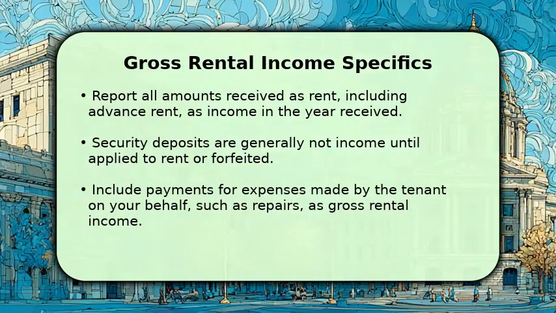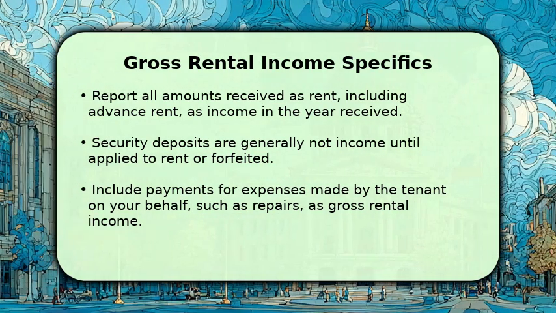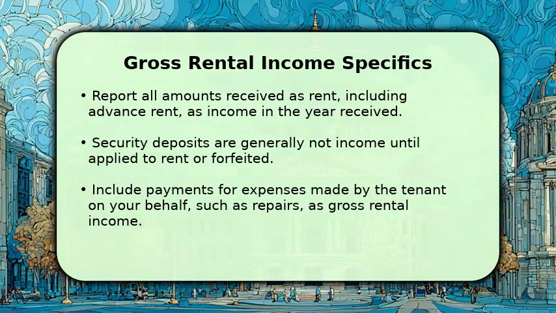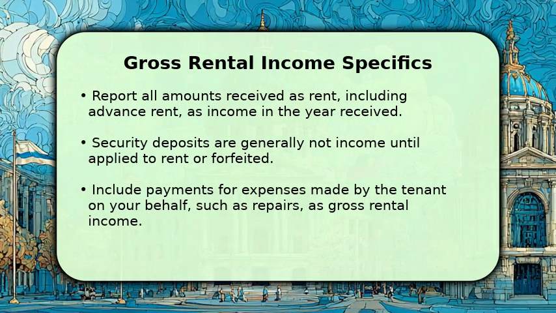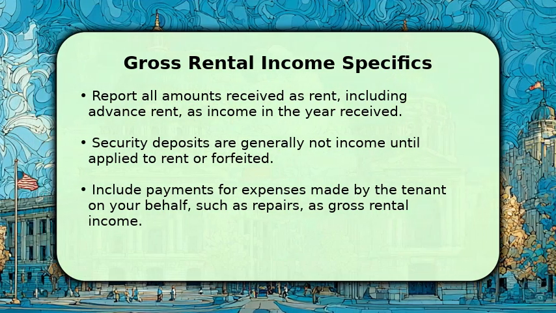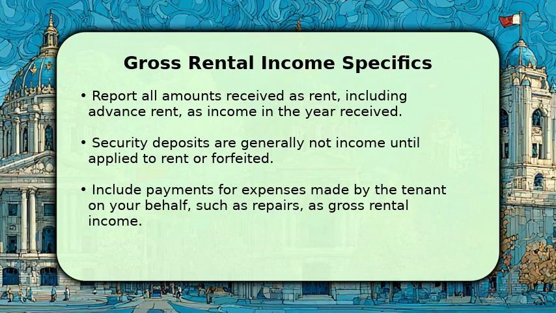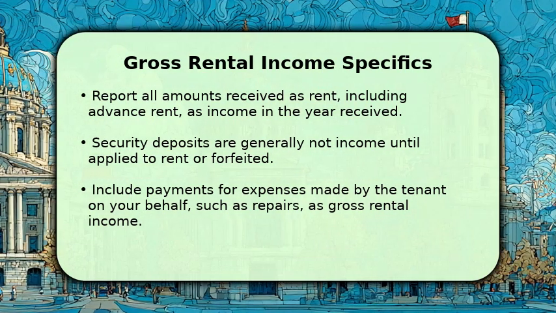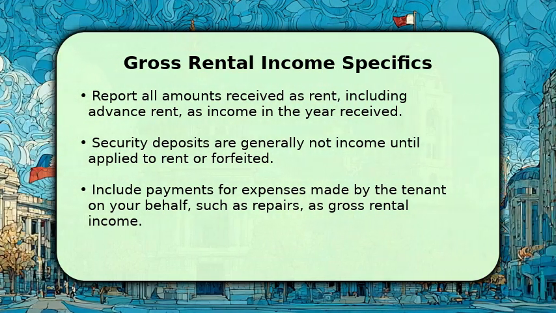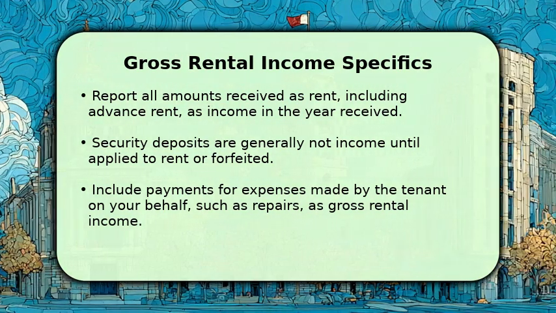When calculating your gross rental income, include all money collected as rent for the use of your property. This also covers advance rent received, regardless of the period it covers. For example, if you receive $1,200 for next month's rent, it's counted this month. Be sure to report any payments your tenant makes directly for your expenses, as these also qualify as income you received indirectly for your property.